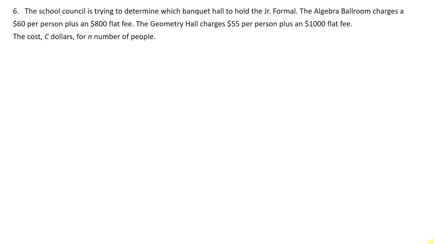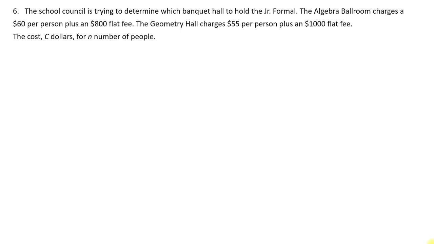Question 6. The school council is trying to determine which banquet hall to hold the junior formal. The algebra ballroom charges a $60 per person cost plus an $800 flat fee. The geometry hall charges $55 per person plus a $1,000 flat fee. The cost is C for dollars and N for number of people. So we want to write two equations, one for geometry hall and one for the algebra ballroom.